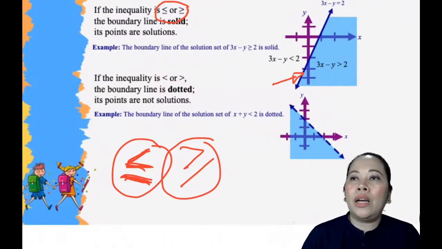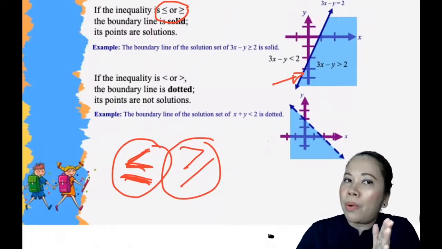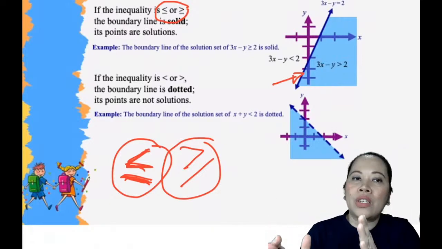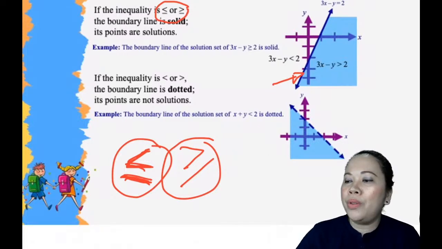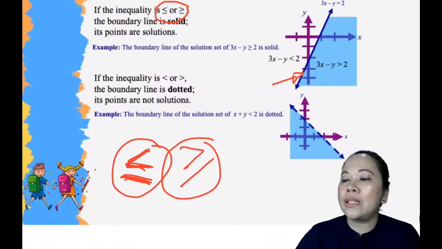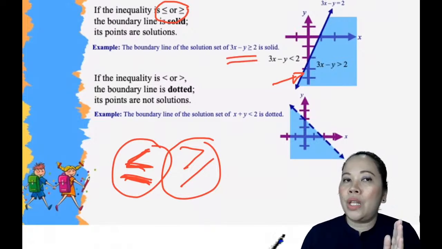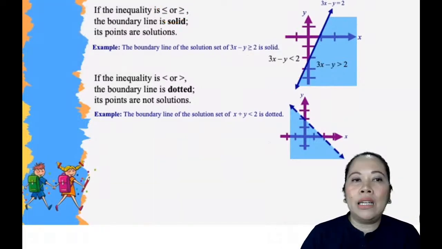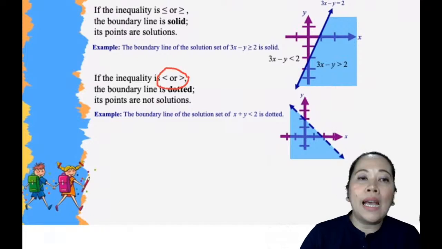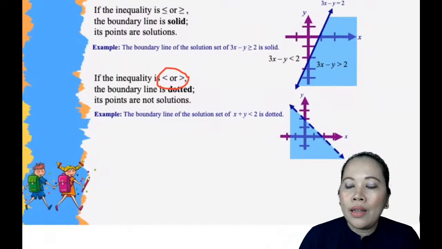The boundary line is the line where all the solutions would be ending. All the shaded part until where the solid or dashed line would be is where your solutions should be. That means everything there would make your inequality true. For example, 3x minus y greater than 2, or 3x minus y less than 2, means that all the shaded solutions and the boundary line would make the solution correct. I hope that I'm able to explain that clearly. If you have the inequality sign less than or greater than, the boundary line will be dotted.